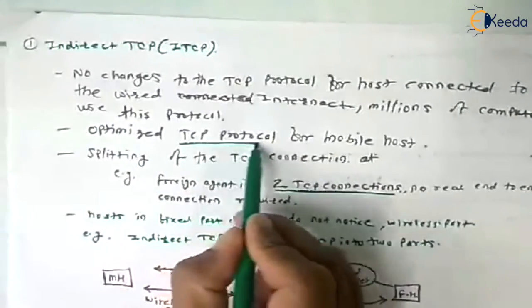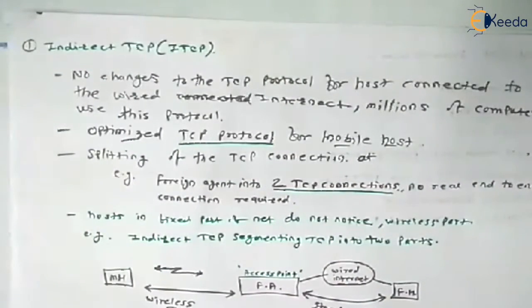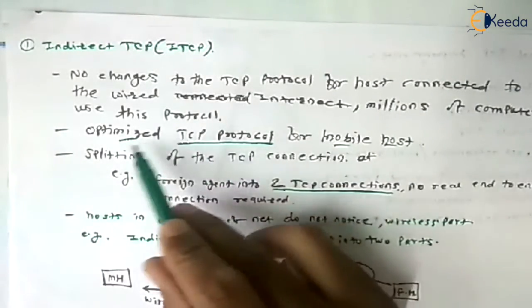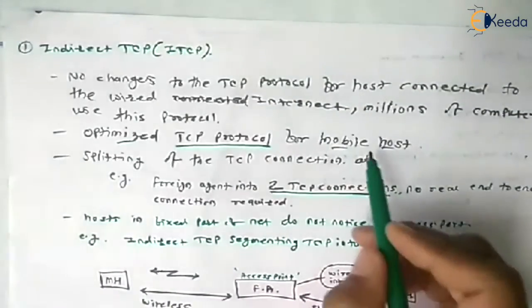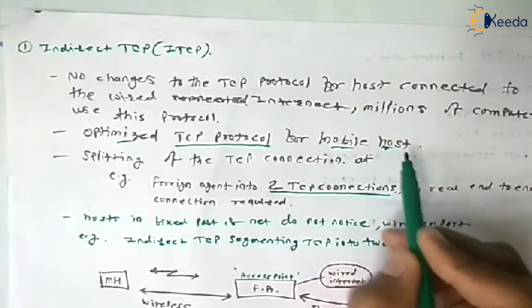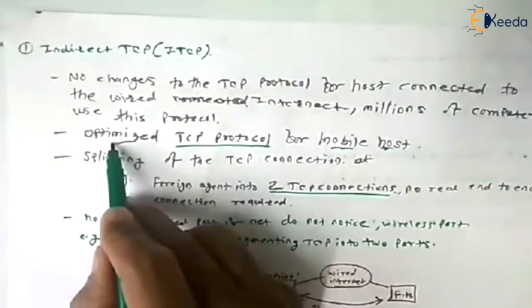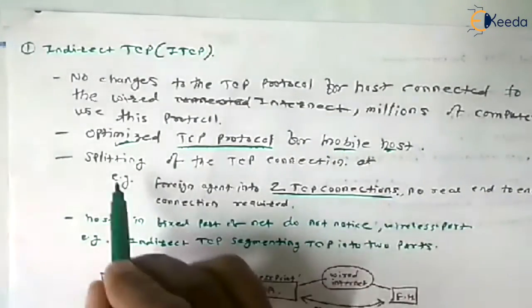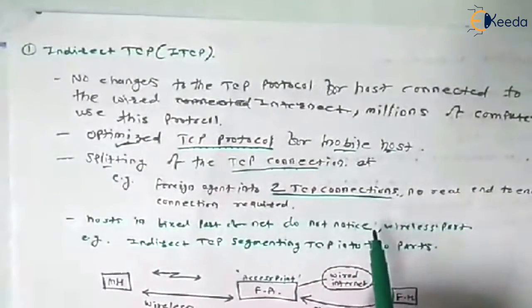the TCP protocol is optimized for the mobile host. Actually, by using indirect TCP, our TCP protocol is somehow optimized. Some changes are made in the traditional TCP protocol to support the mobility facility for the mobile host. How, and what are the changes made in the TCP protocol? Actually, our original TCP connection is split into two.